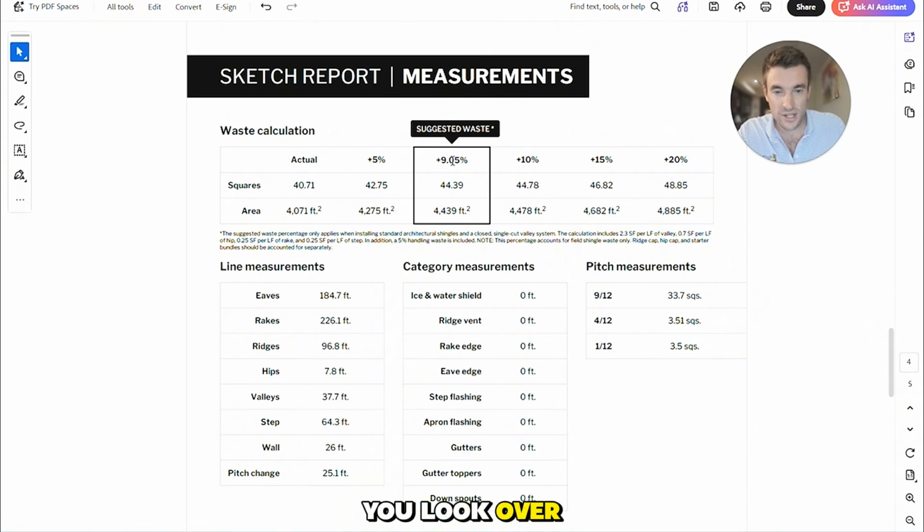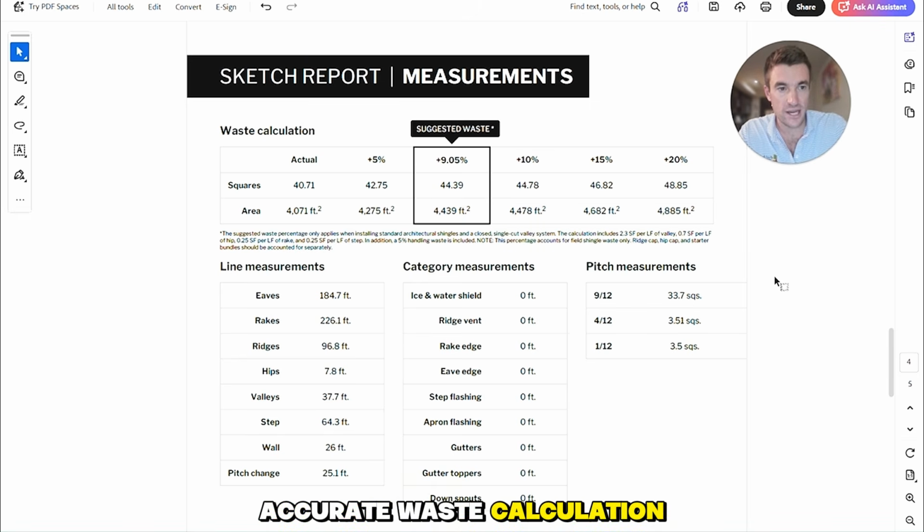And then if you look over here, this is suggested waste. Waste is how much additional roof we have to put on from the old roof that we took off. The industry standard is usually 10%. It depends on the complexities and the steepness of the roof. For this specific roof, I got on top, took some measurements, and determined 10% would be an accurate waste calculation.